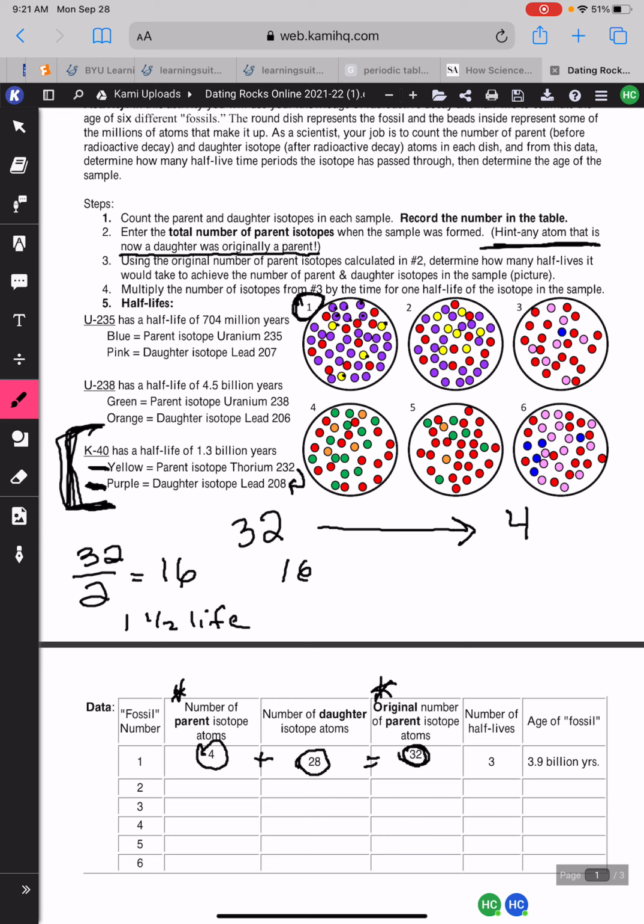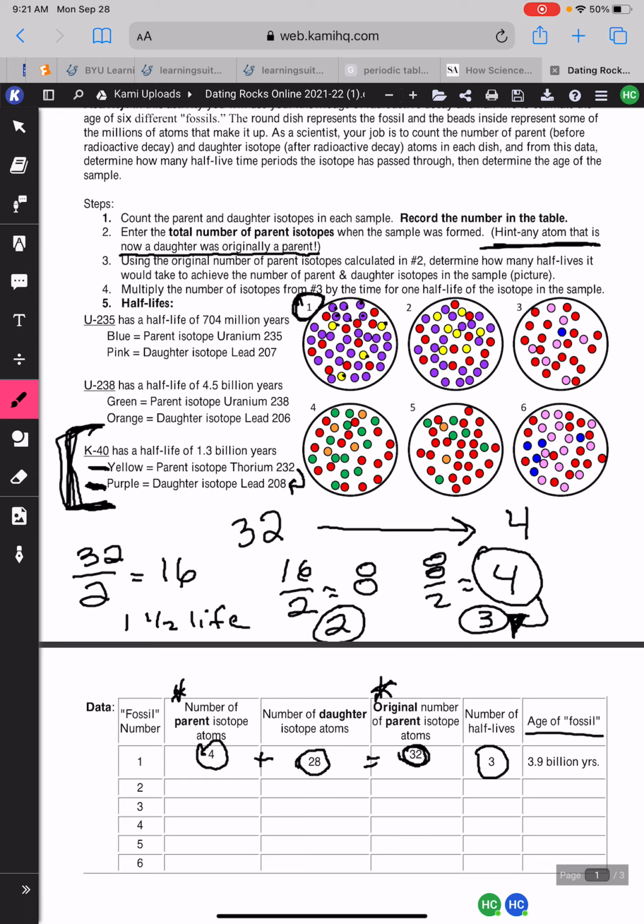Then if we take 16 and divide it by 2, we get 8. So we start off with 32 yellow, now we have 16 yellow after 1 half-life, and now we have 8 after 2 half-lives. Then we take that 8 and divide it by 2 again, and that equals 4. So this is our number after 3 half-lives. Since we have 4 of the original parents left, we know it has gone through 3 half-lives. So with that, we put the 3 here.